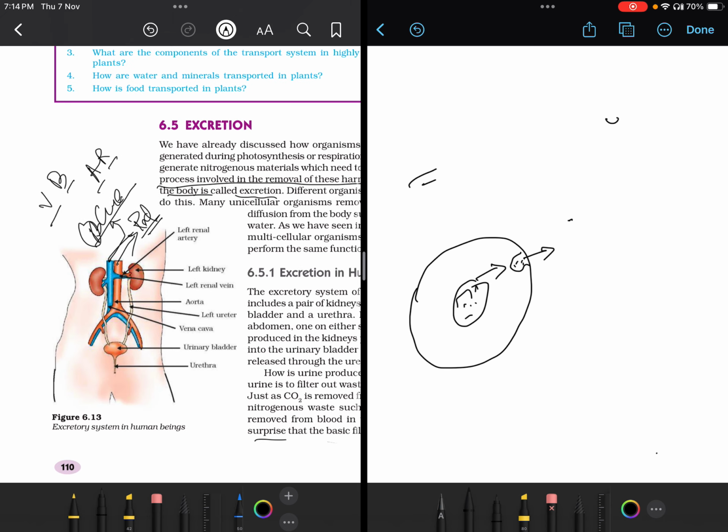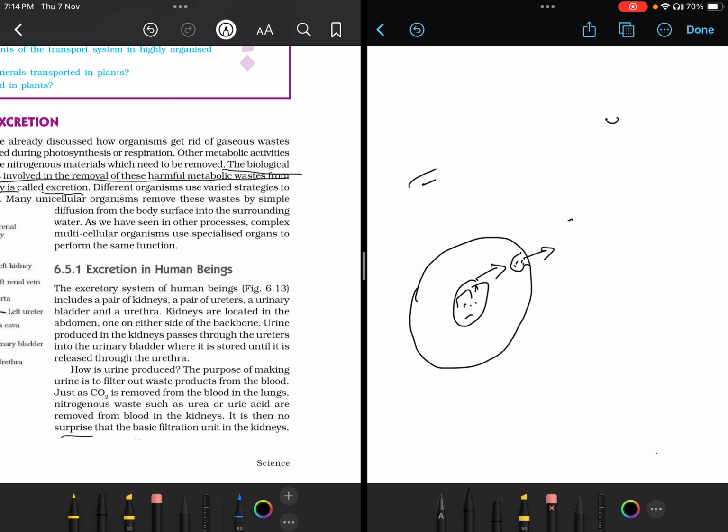This is the human excretory system, and you have to draw this whenever they ask you about excretion. The excretory system of human beings includes a pair of kidneys, a pair of ureters, a urinary bladder, and a urethra. You have to remember the various parts of our excretory system or various organs involved. Many organs, you just remember this. This flow diagram I have taught you in the previous videos. The flow diagram you should remember.